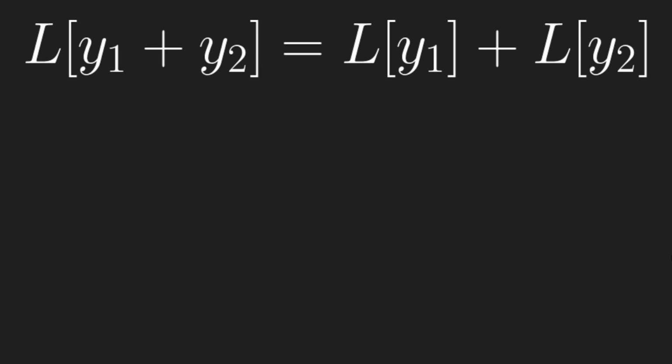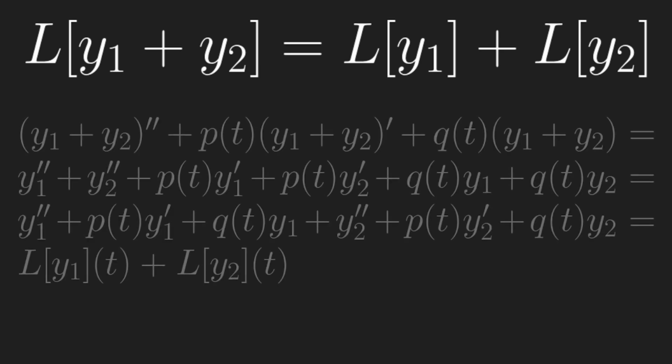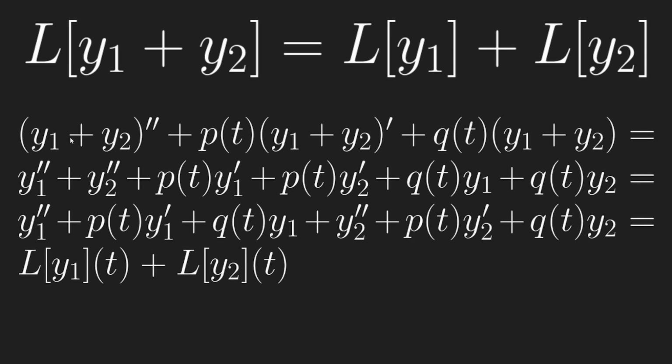This one is going to be very important. So here's the proof for that. Remember, the derivative of a plus b is just a derivative of a plus a derivative of b. So we have this. And then we can reorganize everything so that everything related to y1 is on this side, everything y2 on this side. And then look, it's just our normal operator with y1 plus our normal operator with y2, right? And then so here we have L of y1 of t plus L of y2 of t, right?